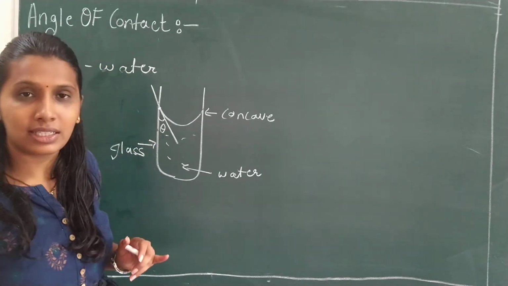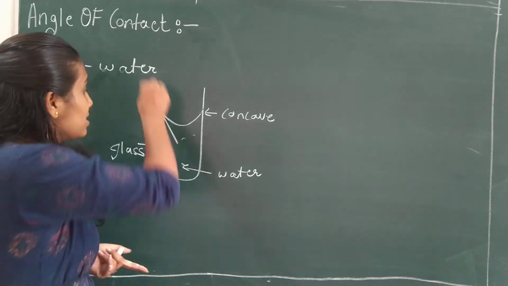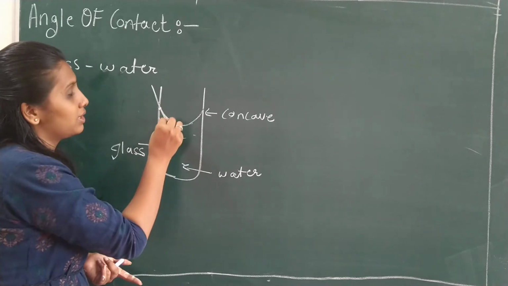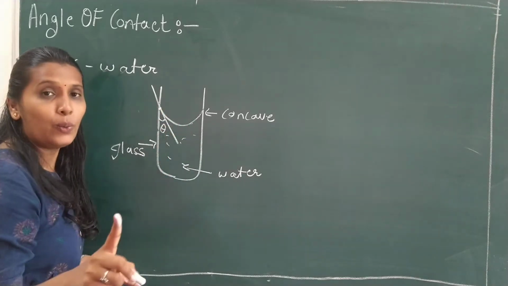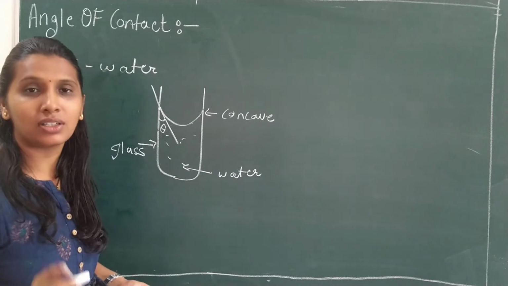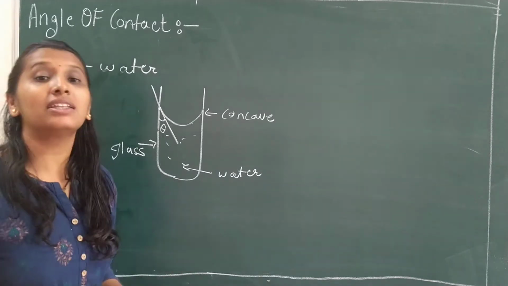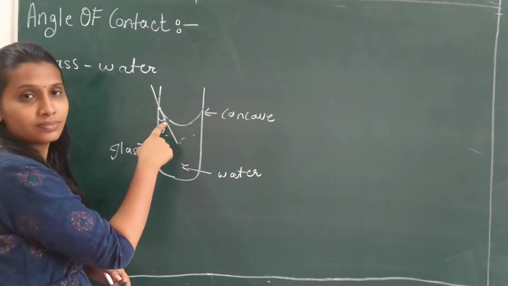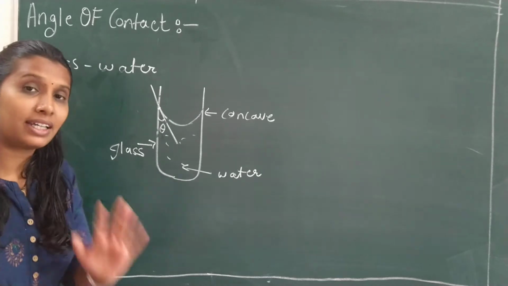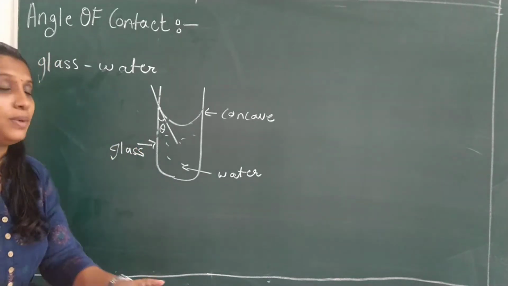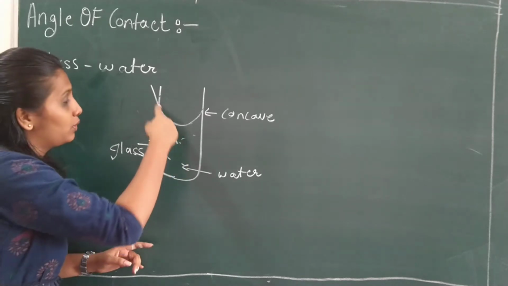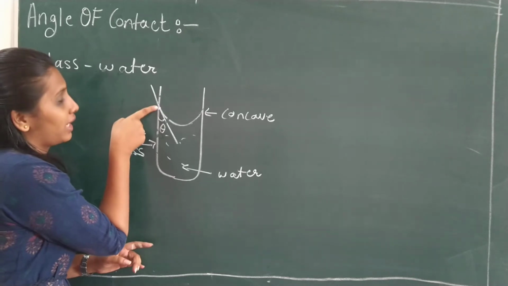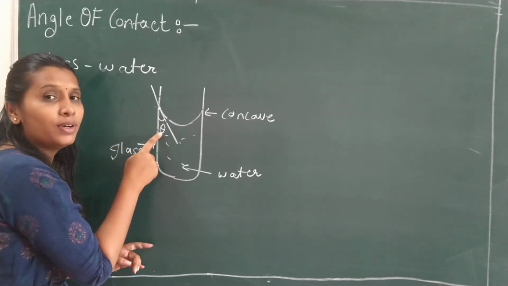Now the question I have is, which angle is to be measured? Once the tangent is drawn to the free surface of the liquid, I can measure this angle, but no. Always the angle of contact is measured within the liquid, that means inside the liquid. So I will consider this theta, not this theta. So again I define it: it is the angle between the tangent drawn to the free surface of the liquid and the solid at a point of contact.